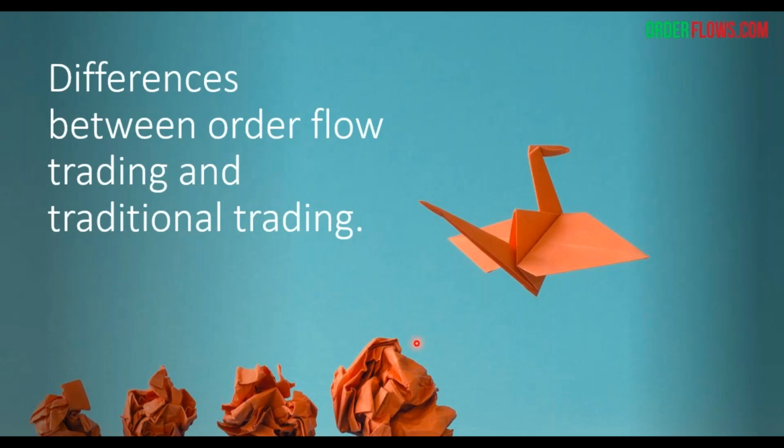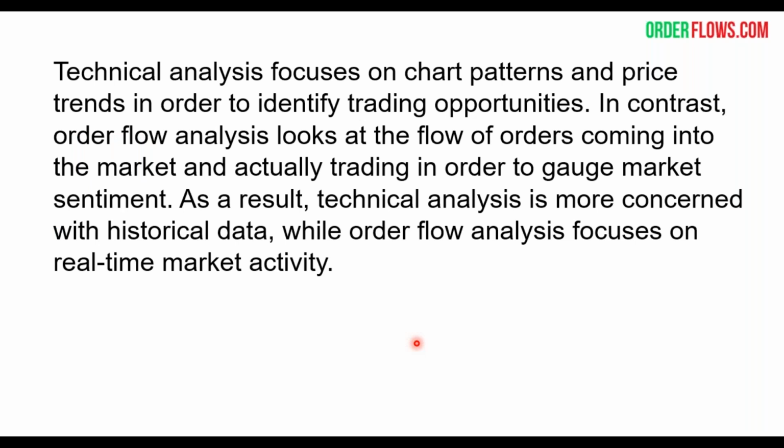So, differences between trading order flow and traditional trading. Technical analysis focuses on chart patterns and price trends in order to identify trading opportunities. In contrast, order flow analysis looks at the flow of orders that are coming into the market and actually trading in order to gauge the market sentiment. How do you gauge market sentiment? By seeing where the aggression is happening. Is it happening as the market is moving up? Is it buying aggression? Yeah, that's what you like to see. As the market is moving down, are there selling imbalances? Are points of control moving down? Are the deltas negative? You'll be looking at things like that.